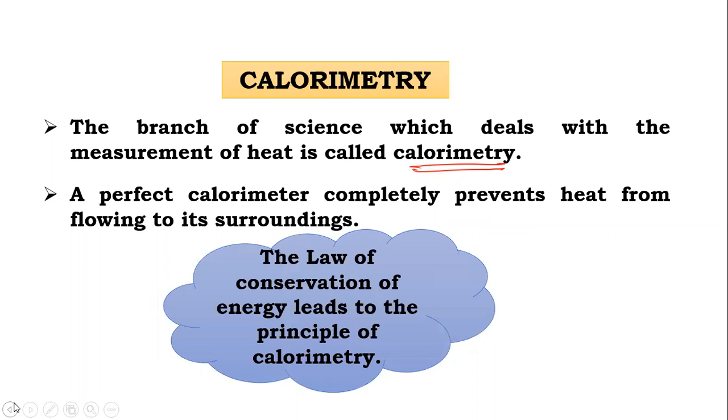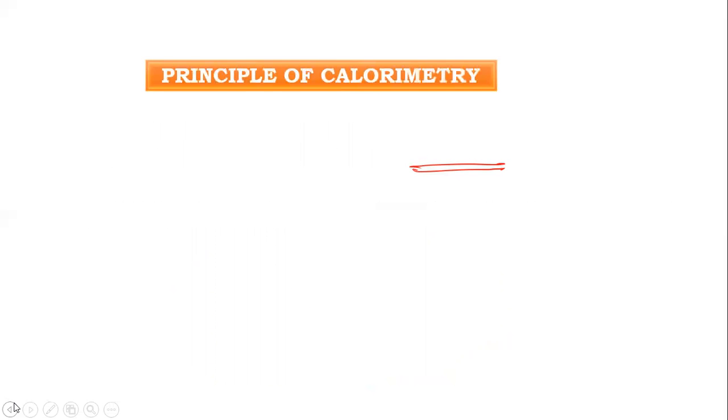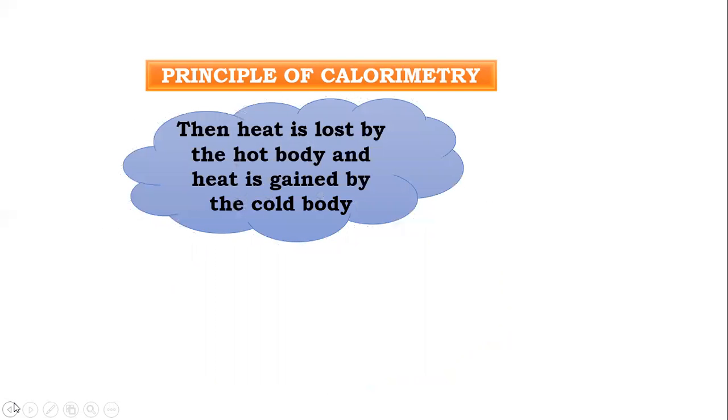Here, the law of conservation of energy leads to the principle of calorimetry. Now, the principle of calorimetry is very important. What is the principle? If two bodies at two different temperatures come in contact, then after some time both bodies attain the same temperature, meaning they come into thermal equilibrium.